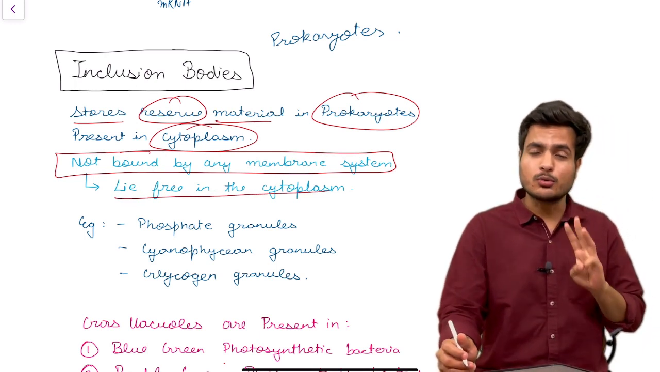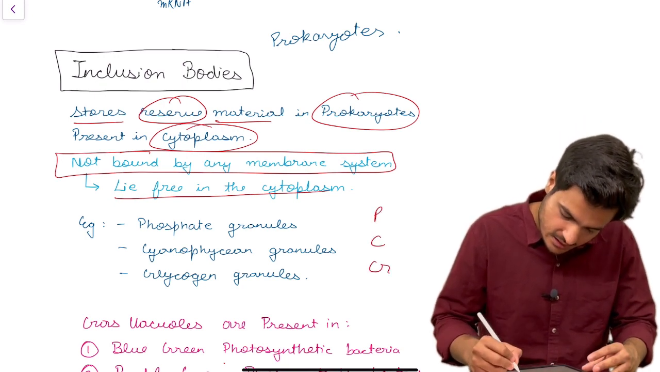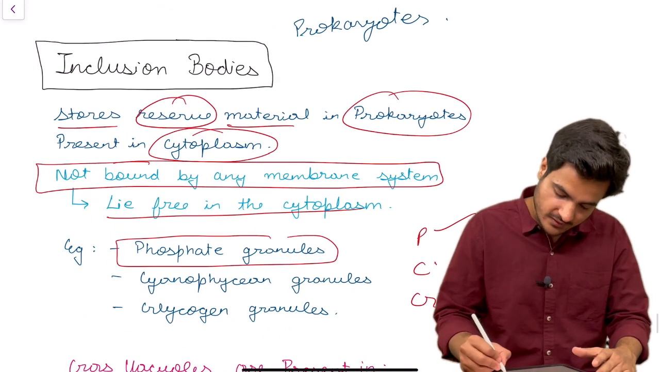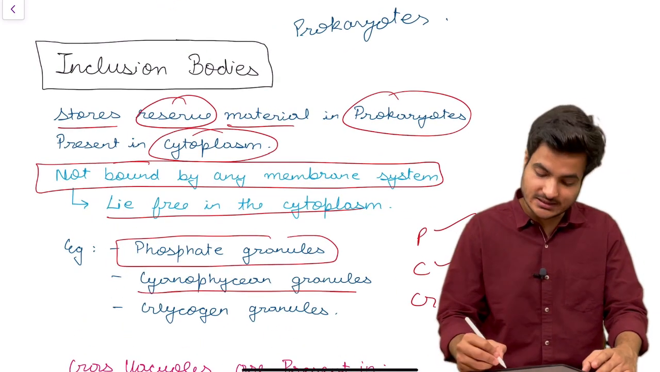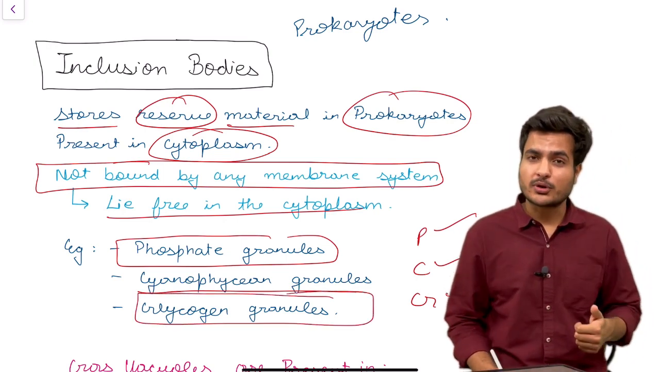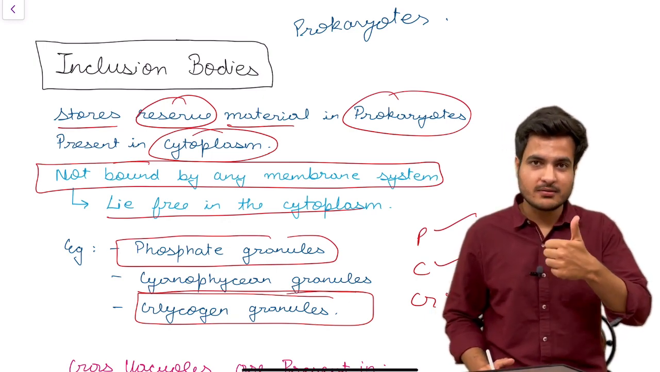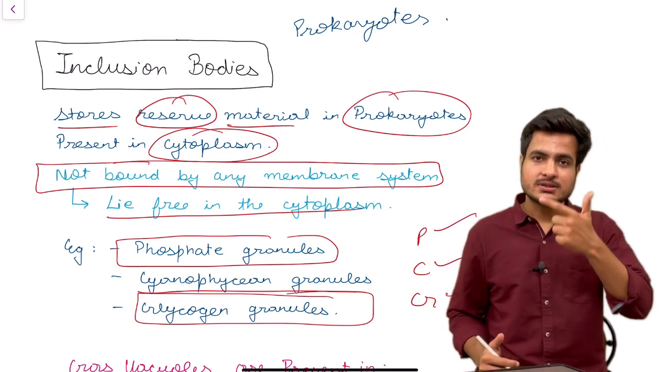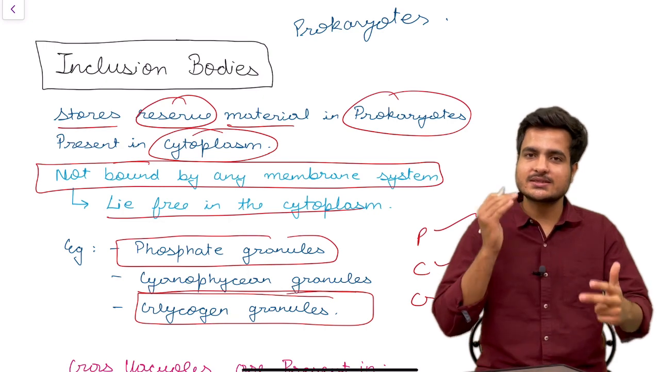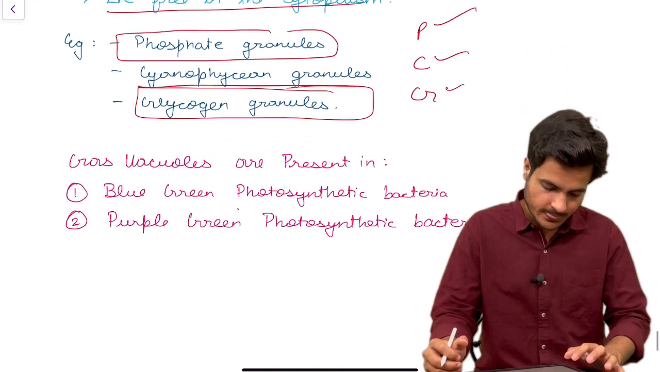So three important inclusion bodies present in prokaryotes are PCG. P stands for phosphate granules, C stands for cyanophycean granules, and G stands for glycogen granules. So we have three inclusion bodies present in prokaryotes which store reserve material. First one, starting from P, is phosphate granules. Another one, from C, is cyanophycean granules, and the third one, from G, is glycogen granules. So just remember PCG for inclusion bodies.